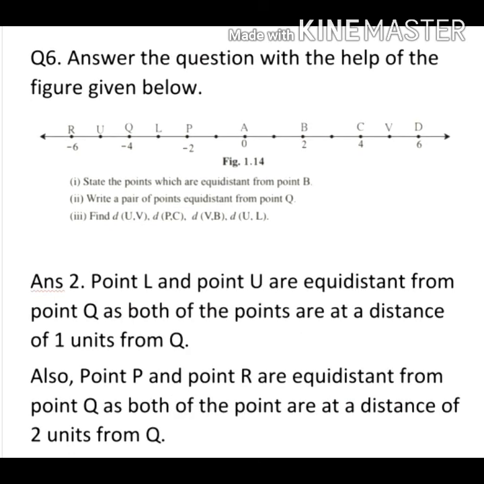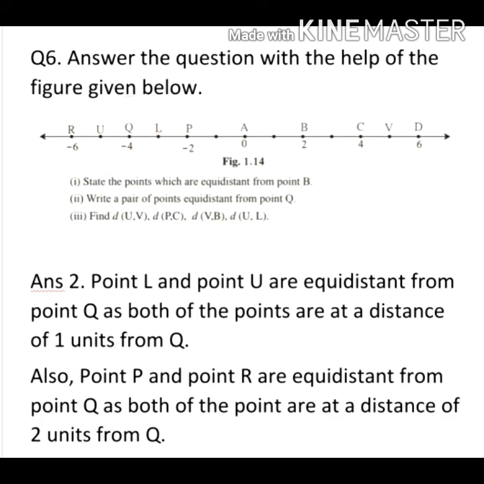Second question, write a pair of opposite points equidistant from point Q. Point L and point U are equidistant from point Q, as both of the points are at a distance of 1 unit from the point Q. And also point P and point R are equidistant from point Q, as both of the points are at the distance of 2 units from point Q.